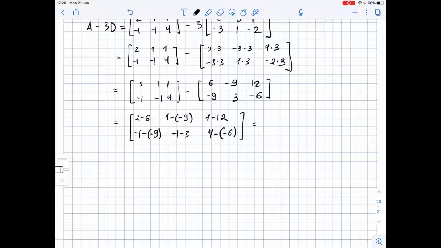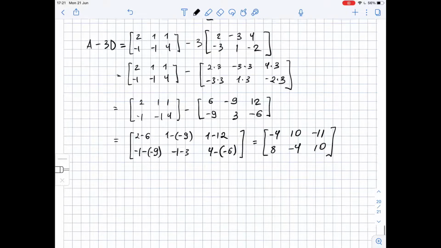Okay, let's do the calculations. 2 minus 6 is negative 4, 1 plus 9 is 10, 1 minus 12 is negative 11, negative 1 plus 9 is 8, negative 1 minus 3 is negative 4, and 4 plus 6 is 10. So this is the result matrix.